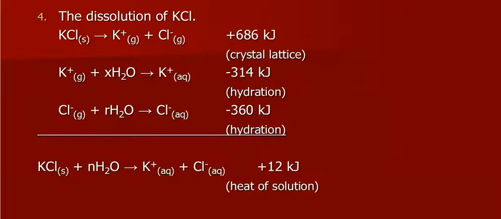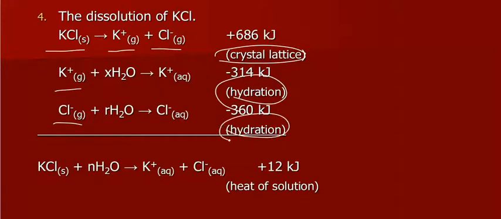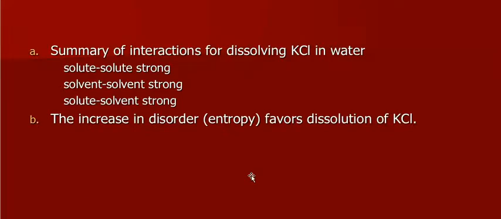So for the dissolving of KCl, two things have to happen. First of all, we take the solid and we break the solid apart into ions. That's the crystal lattice energy. Then we're going to take those ions and surround those ions with water molecules. That is the hydration energy. If we add up the hydration plus the crystal lattice, we get the heat of solution, which for KCl is positive 12 kilojoules. Because we are increasing entropy, increasing the disorder, this favors the dissolving process for KCl.